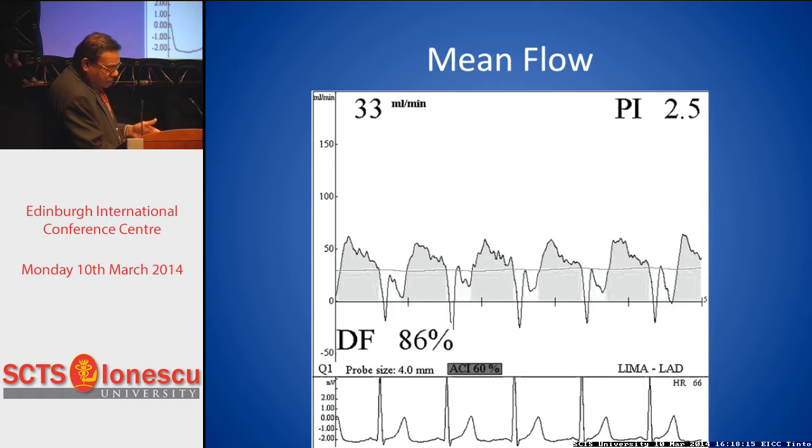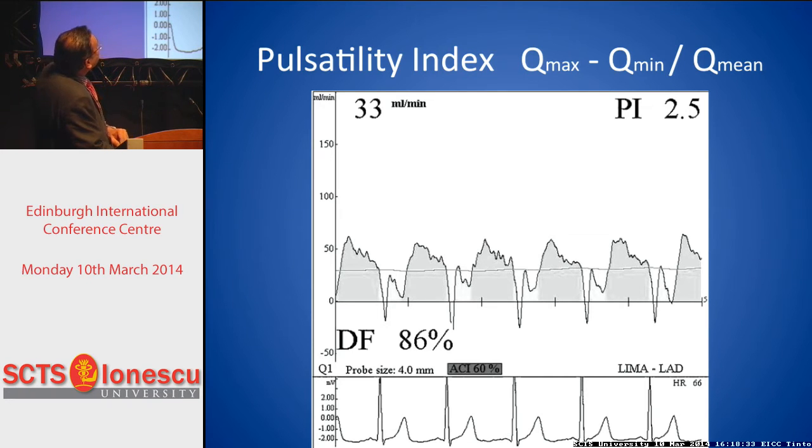The flow depends not only on the patency of the anastomosis. The flow depends more on the runoff and the quality of the distal coronary artery. The next parameter that you get is the pulsatility index, which is a ratio of the difference between the Qmax and the minimum flow, and the mean flow.